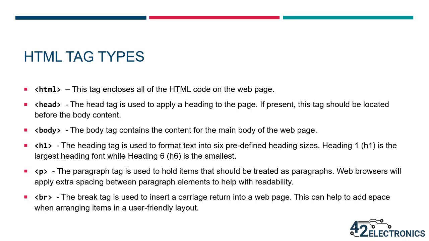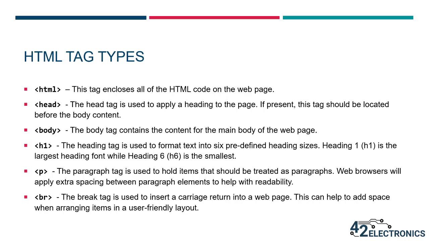Let's take a few minutes and walk through the more common tags you'll find in HTML files. Understanding these will really help you look at HTML code and understand what it means. The HTML tag you see at the top encloses all HTML code on the web page so it can be properly interpreted. The head tag is used to mark the heading of a page, and it should come before the body content. The body tag contains the main content of the web page.